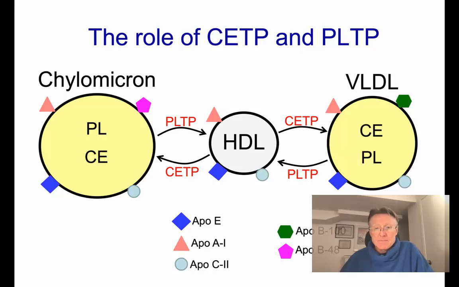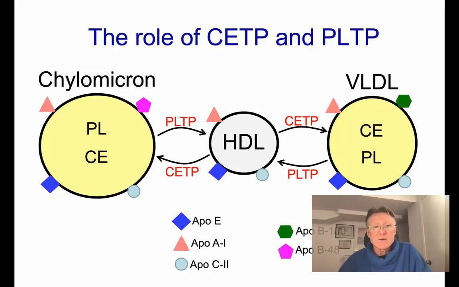Now, we mentioned here that HDL interacts with the particles, and at some point it gives apoproteins, ApoC2, ApoE, and ApoA, to chylomicrons and VLDL. But I spoke about only half of what it does, which is donating apoproteins to these other particles. Actually, there is an exchange of material.